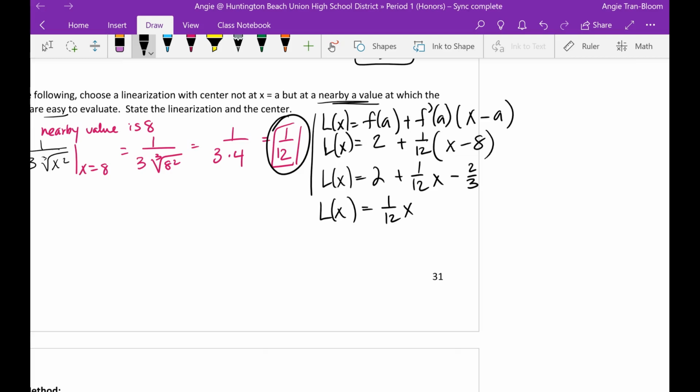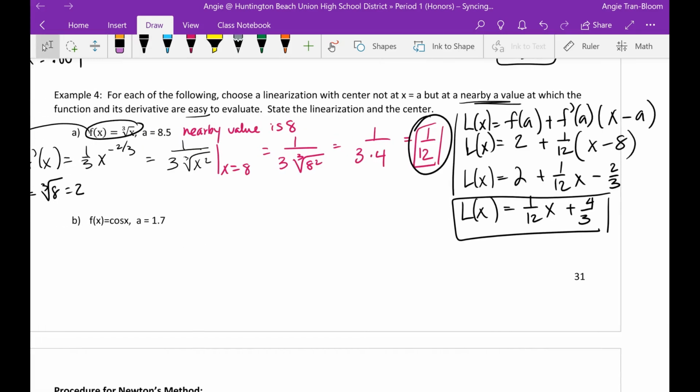This is the linearization that's going to help me approximate my function. 1/12 x, and then 2 minus 2/3. Convert that to thirds, since the denominator is 3, so I will need to convert 2 into 6/3. So 6/3 minus 2/3 is going to be 4/3. So that's going to be the linearization approximation of my function. And that's exactly what you have to do.